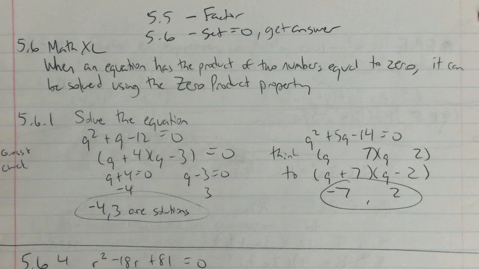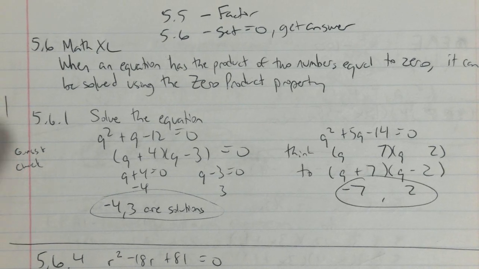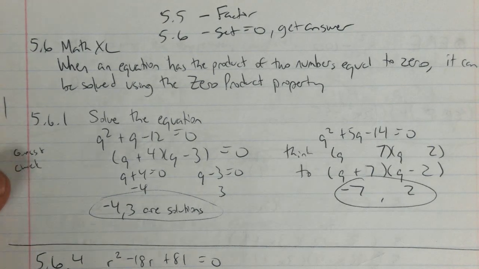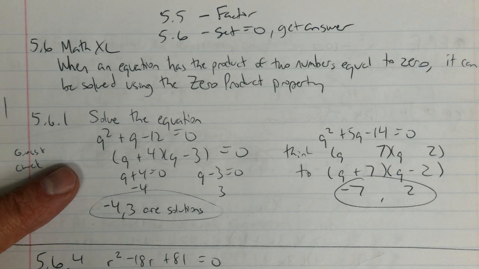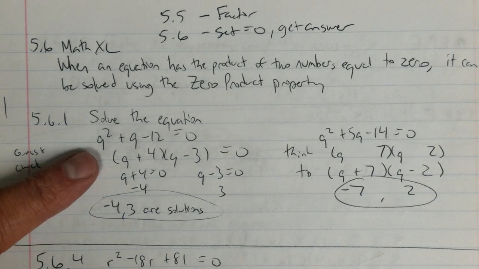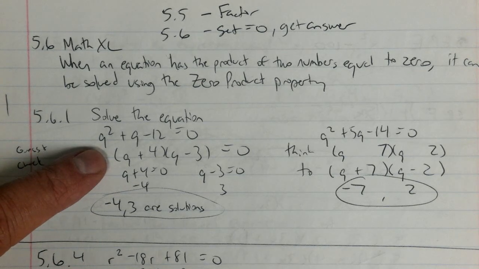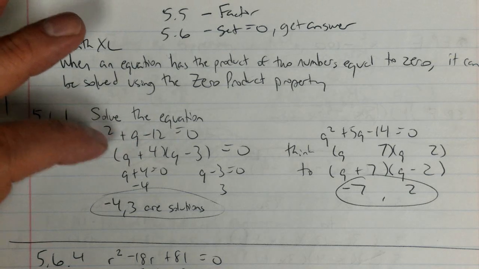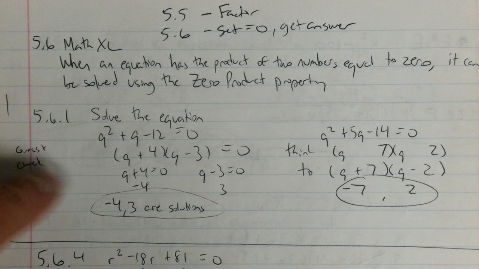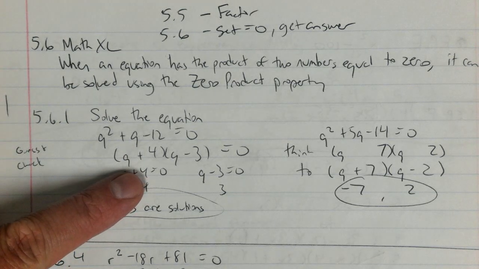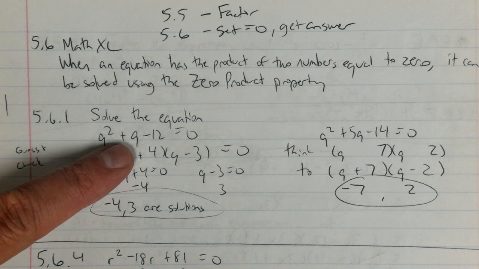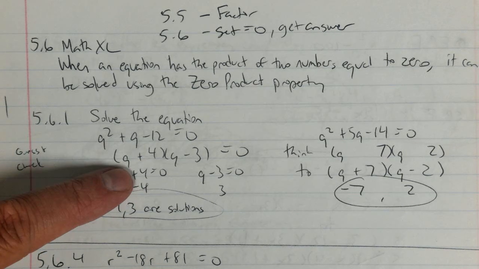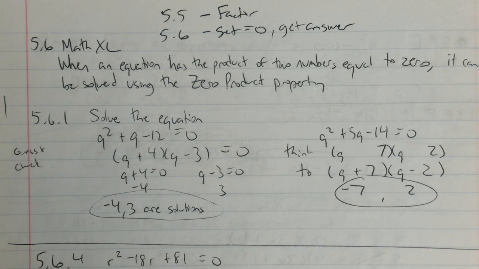Okay, so for number one, it says solve the equation, and you have q squared plus q minus 12 equals 0. So on this one, you're trying to multiply to get negative 12 and add to get 1. You can do your guess and check and use 4 and 3. But because it's a plus q, then you need a q plus 4 and a q minus 3. So basically just do the same process as what we did on 5-5.